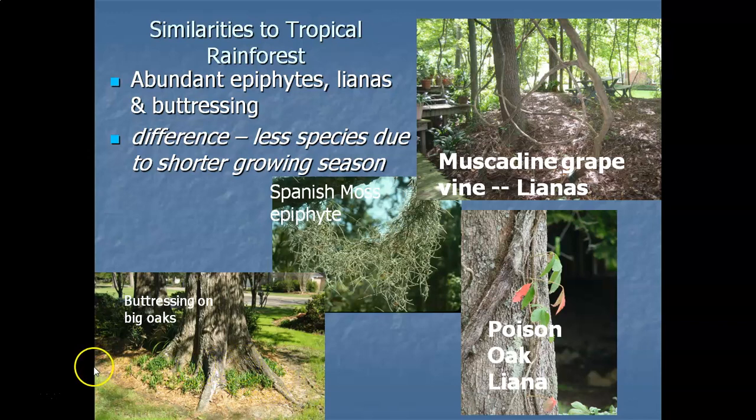Now, even though we do have a lot of similarities to the tropical rainforest, there is one big difference in our subtropical forest, which is that we have much less speciation. You can't find hundreds of different species per square mile. In our virgin forests, you would probably, like I had mentioned in the earlier lecture, find maybe 20, 30, or 40 species. And that's because we do have a shorter growing season, about 2 to 3 months of dormancy during the cold season.